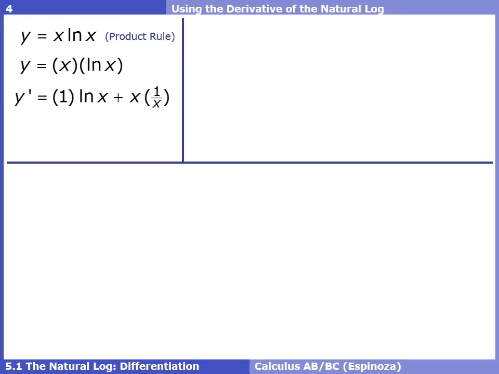So very straightforward here, and we can of course simplify this by just saying 1 times ln x is just ln x, and then x times 1 over x is just 1. So we'll have ln x plus 1, and that's our derivative, y prime.